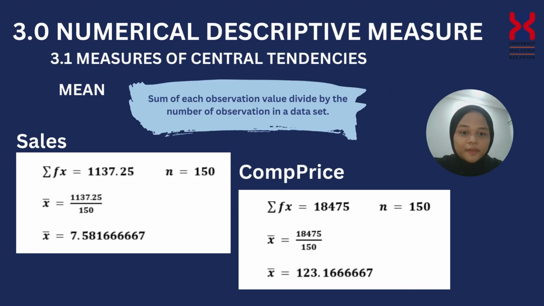My name is Afrina Binti Kahar. My matric number is A22A0720. Today I want to present my part, which is 3.0 numerical descriptive measures. 3.1 is measures of central tendency.